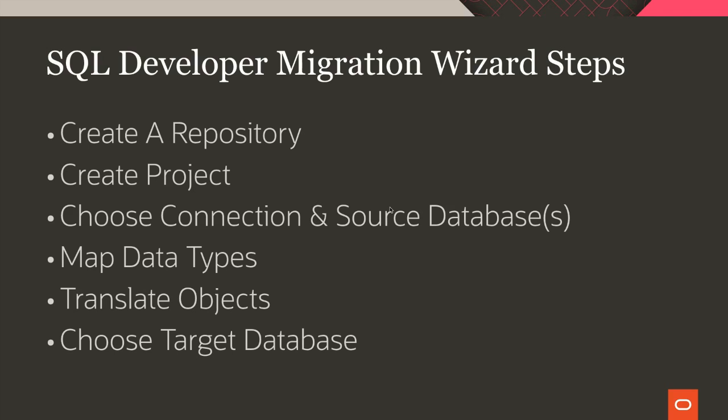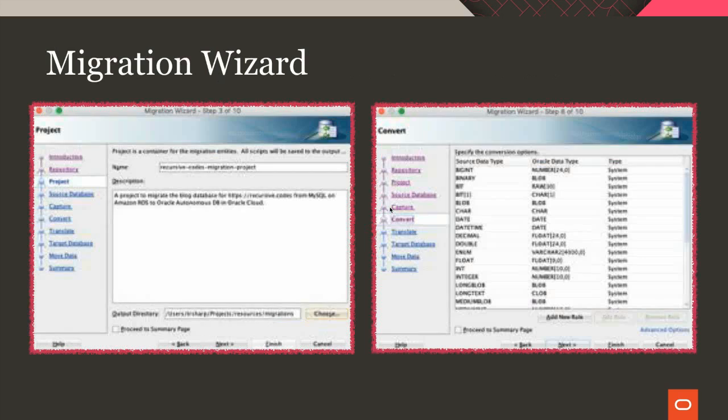And usually there's a pretty good default mapping when it comes to these kind of things, but if you have to do anything special, you can do that with the migration wizard. You can translate objects, things like stored procedures and views, and then finally you choose your target database and you can then run your migration. So here's just a couple screens of how it looks to use the migration wizard. Like I said, you can convert source types to Oracle types.